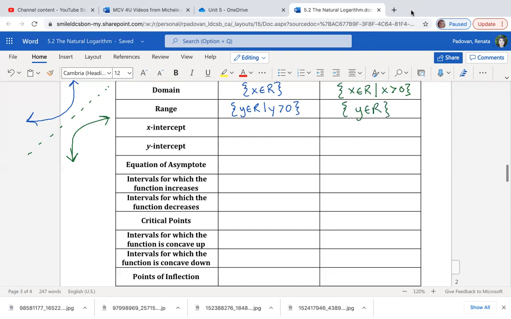What are my x-intercepts of my original function, y equals e to the exponent of x? My x-intercepts. If I look at it, remember this one doesn't actually touch the x-axis.